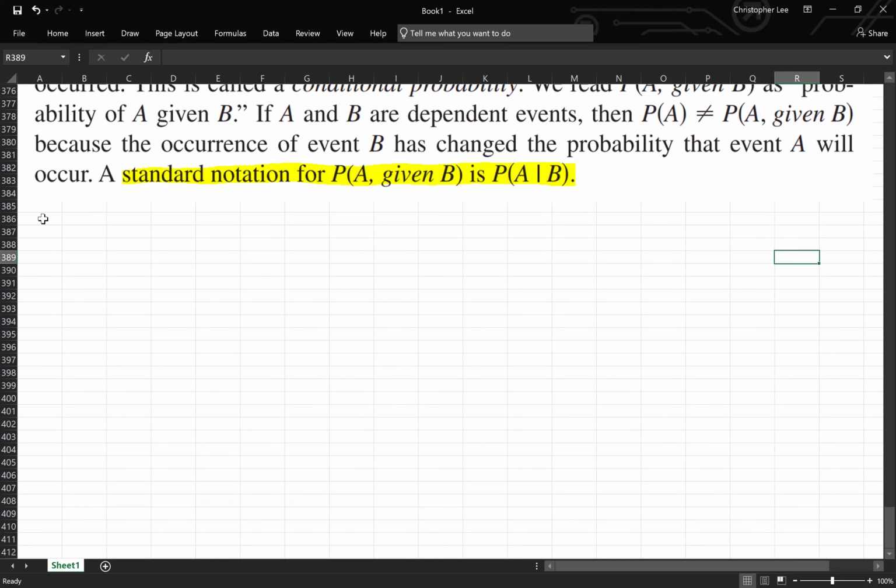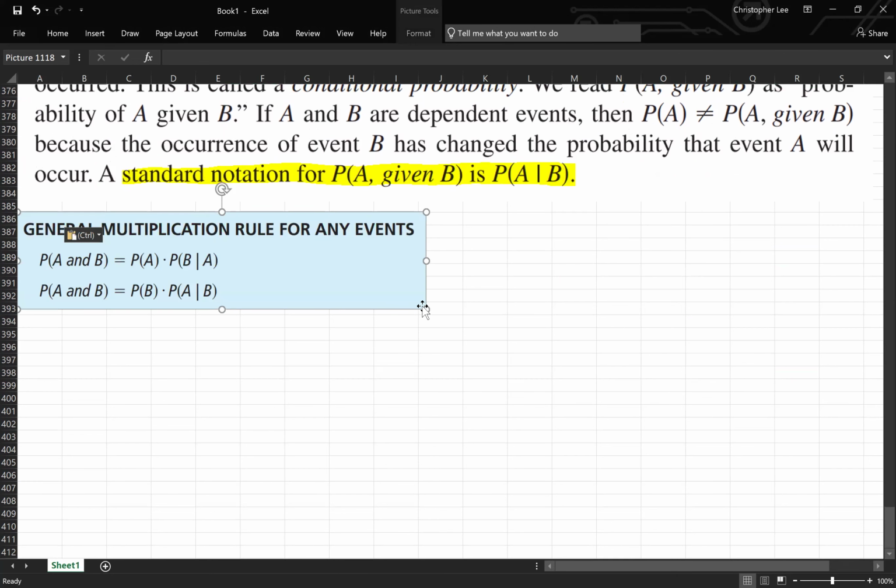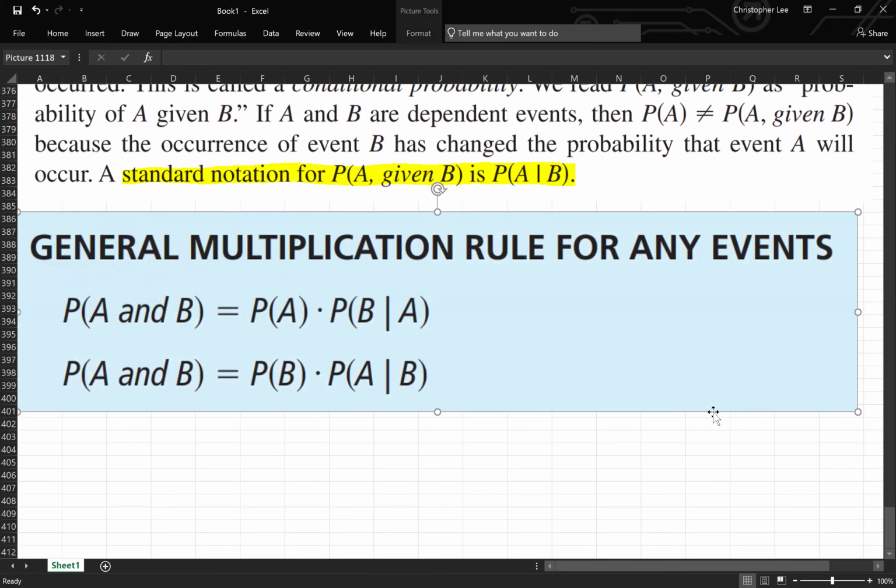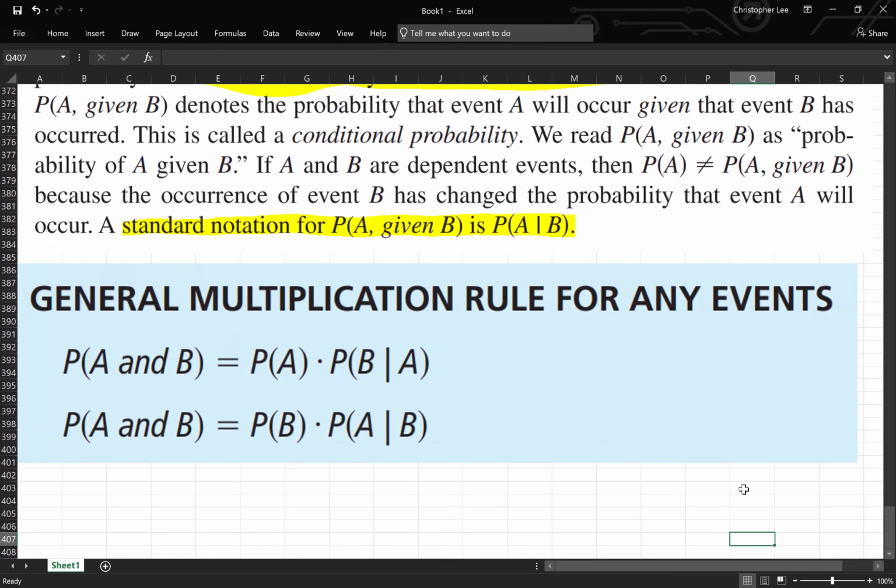This is the formula I want you to use for your final. The general multiplication rule for any events means that it works for all situations. That's what I want y'all to use. So probability of A and B is equal to probability of A times probability of B given A. Or if you like the other one, probability of A and B is equal to probability of B times probability of A given B. Personally, I just stick with the first one and I just run with that. Again, on your formula sheet, chapter 5, where it says general multiplication rule, that's where you see it.